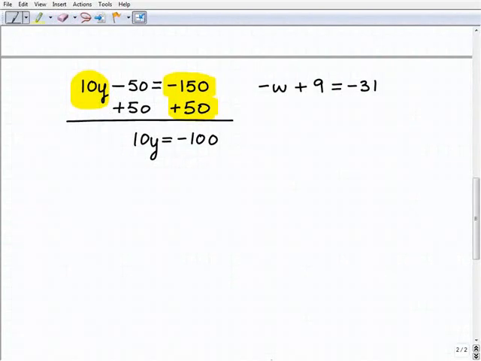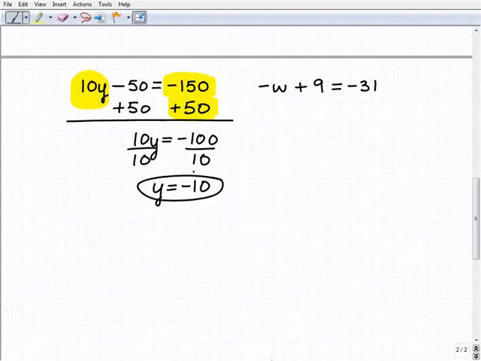That's just a basic one-step equation. So to solve for y, I simply have to divide both sides of the equation by 10, and I get y is equal to negative 10. Pretty straightforward.